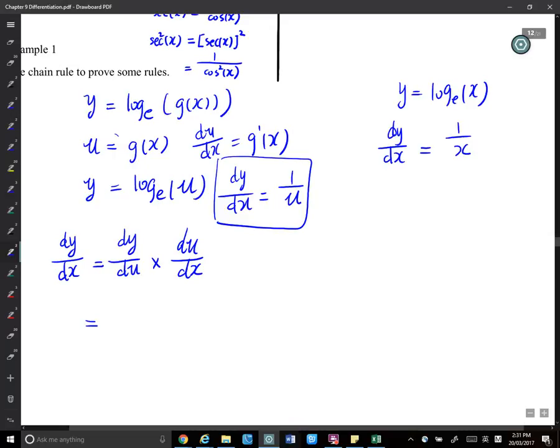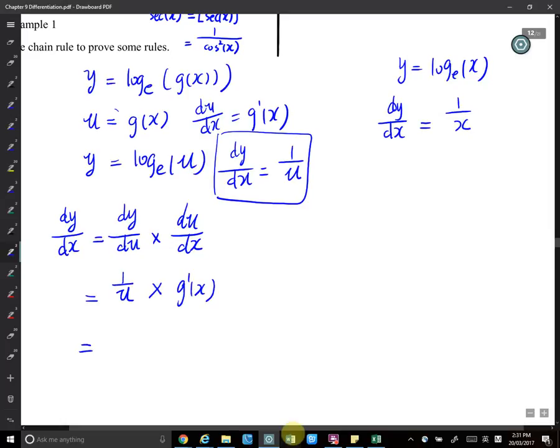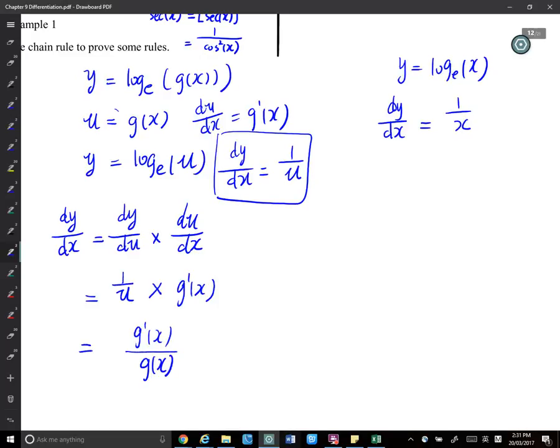Then dy dx will equal 1 on u times du dx, which is g dash x. So what is u? u equals gx. So that is g dash x over gx. I have proved that: if you have log e gx, then dy dx is g dash x over gx. And that's how you prove it.